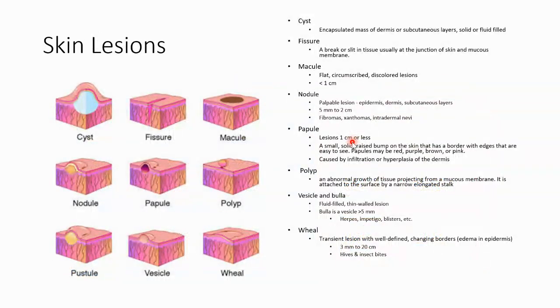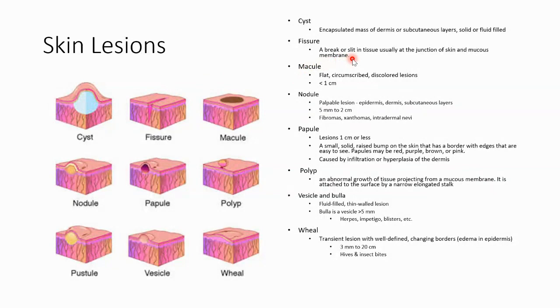Okay, so some different types of skin lesions, and I'm just going to go over a few here that I want you to know, and you don't have to memorize all this. Different lesions are referred to by different names, based on their characteristics. The first is a cyst. It's an encapsulated mass of dermis or subcutaneous layer, solid or fluid filled. So like a pimple could be a cyst. It's filled with fluid or maybe pus.